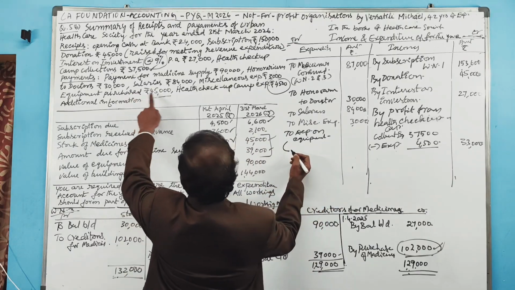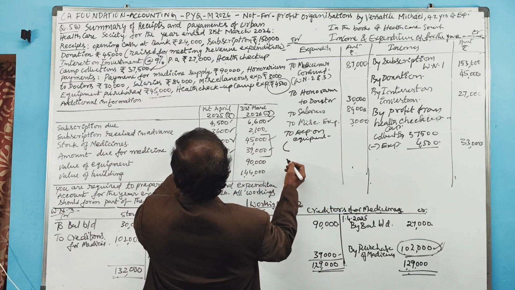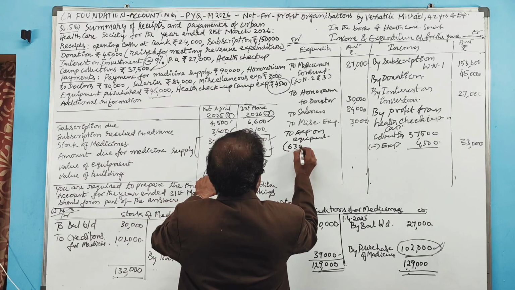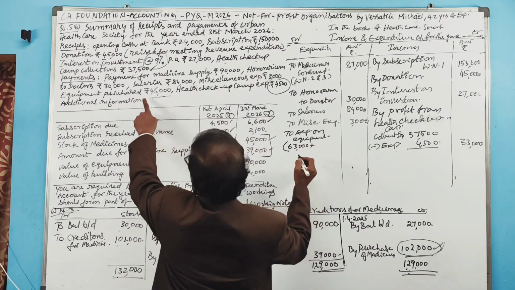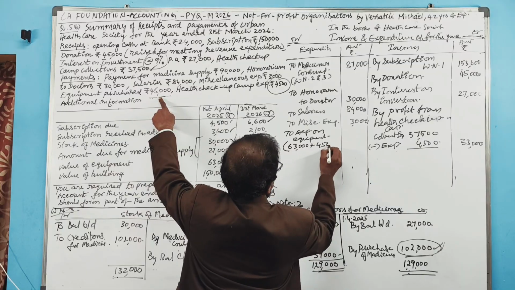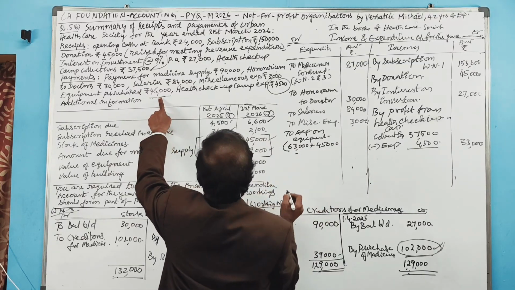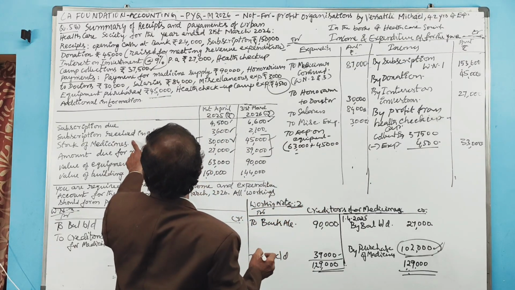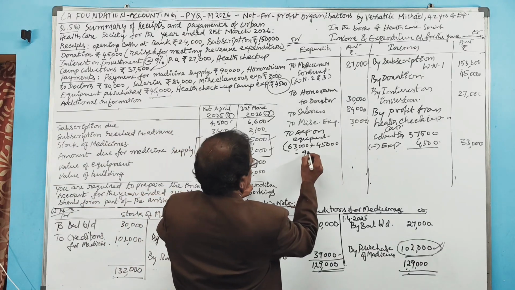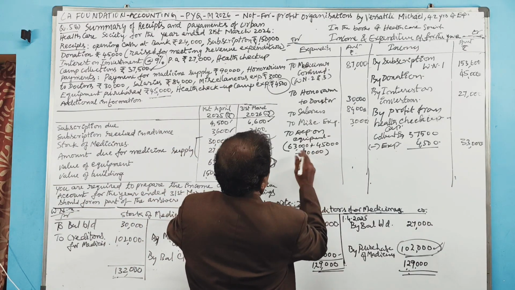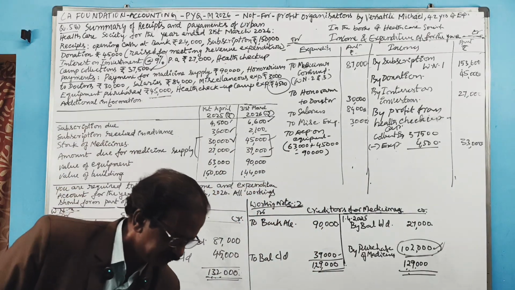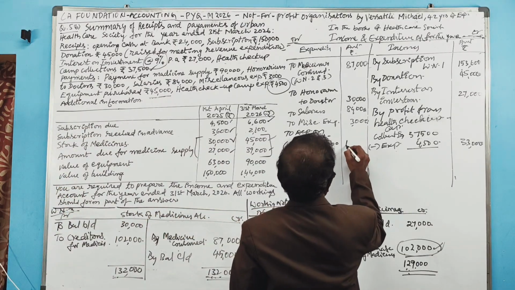What we have to do? We should take the opening balance. What is the opening balance? 63,000 plus purchase 45,000 minus closing balance 90,000. Now what is the difference? 18,000. You will get 18,000.